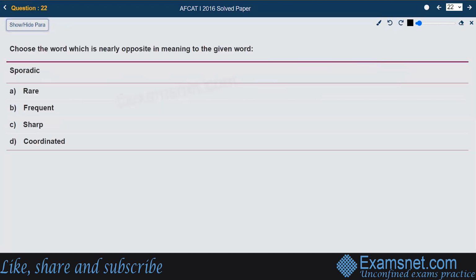Now, what are we supposed to do in this question? Choose the word which is nearly opposite in meaning to the given word. So we are supposed to find out the antonyms of these words. Okay, the first word is sporadic. The meaning of the word sporadic is scattered and irregular or unpredictable incidences. Irregular happenings of something, that is what is called the sporadic nature of happening. So we have to find the opposite of this word.